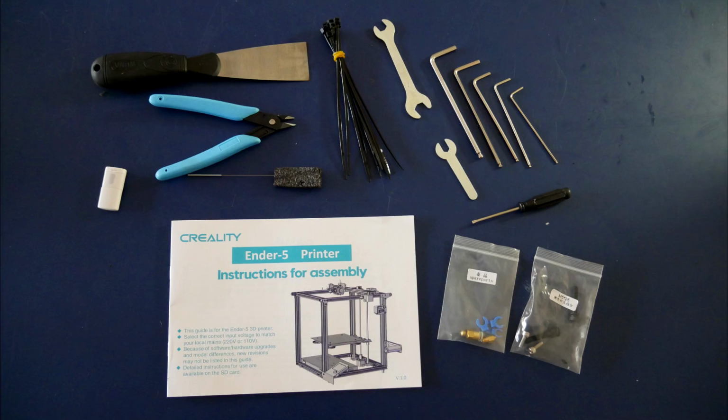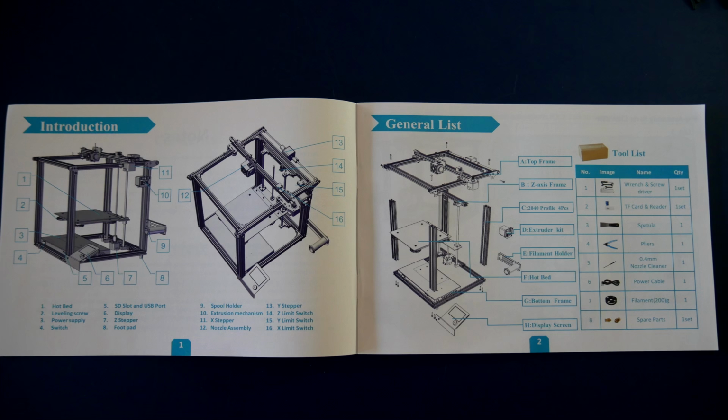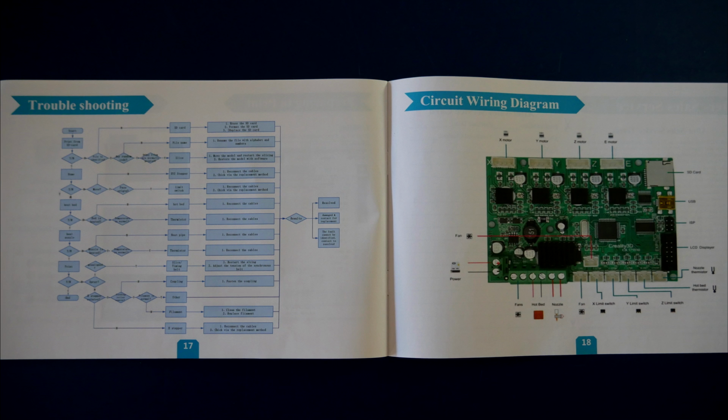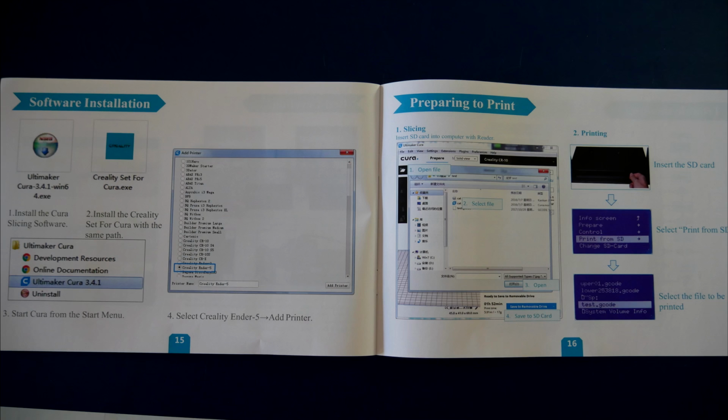The printer came with a set of tools, some spares, and a really outstanding instruction manual. This is by far the best instruction manual I've ever used to put together a Chinese 3D printer. Beyond the assembly, it also had tips for loading filament, bed leveling, even troubleshooting, and a circuit wiring diagram for the main board. There's instructions for accessing Cura and INI files on the SD card as well.